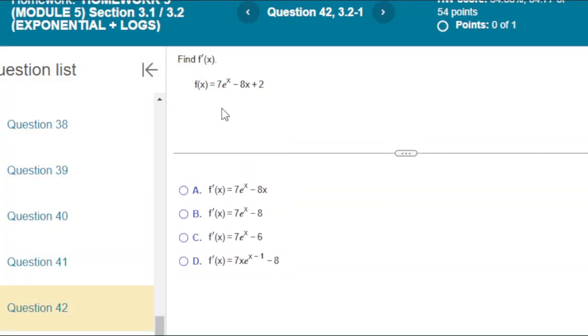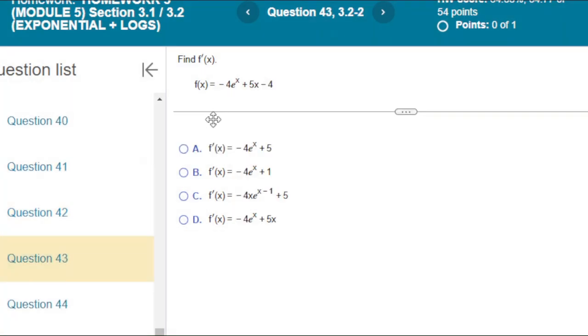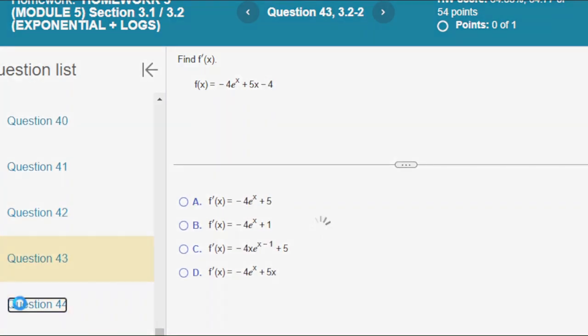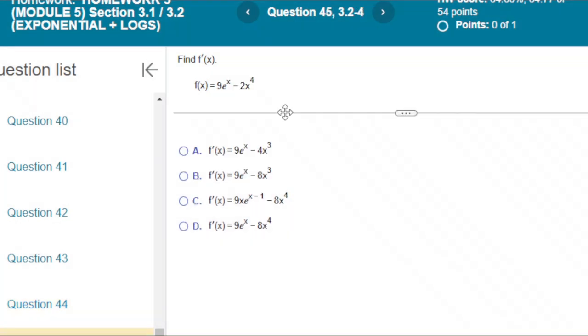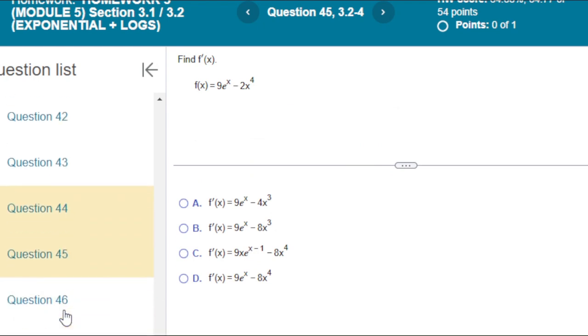Okay, this one you should be able to do no problem. And same thing here. These are just multiple choice ones. And same thing here, right? All these ones are pretty similar. You should be able to do them without too much trouble.